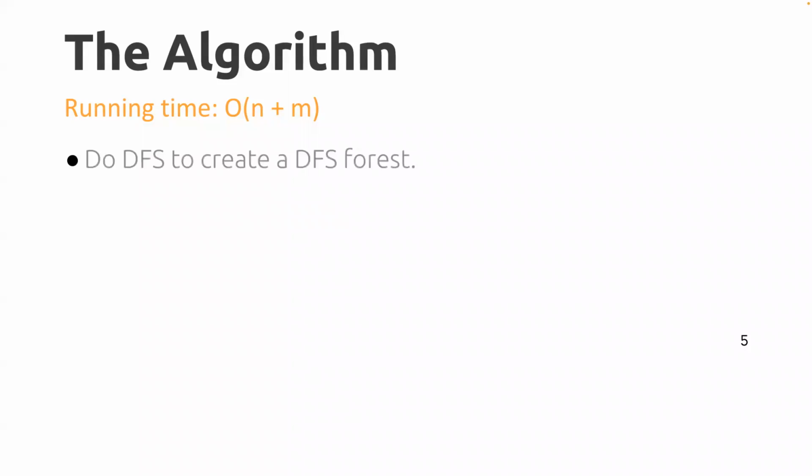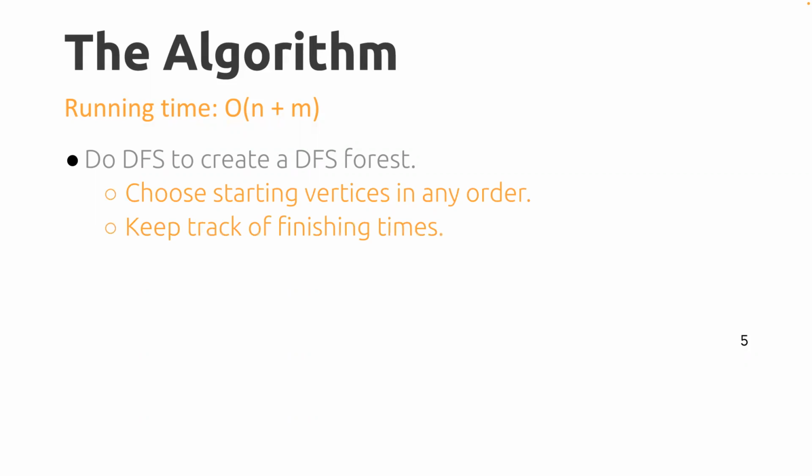Yes, so the first thing you do is you run depth first search on your graph to create a depth first search forest. You can choose your starting vertex in any order, right? Because you don't know which one to pick first. And you keep track of the finishing times, okay? Then you go to your original graph and you reverse all the edges, right? So if I had an edge from A to B, you reverse it. So then now it's an edge from B to A, okay?